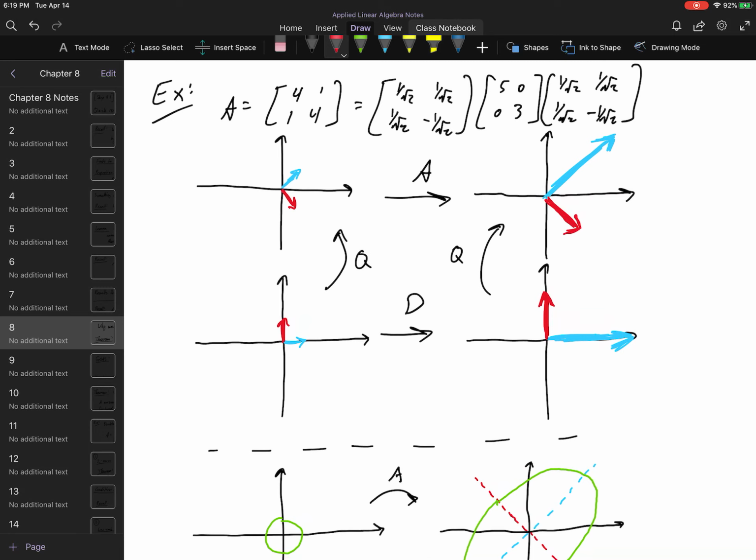So we're going to go ahead and end the video here for right now, because in the next video we are going to start talking about the singular value decomposition and how it's used.